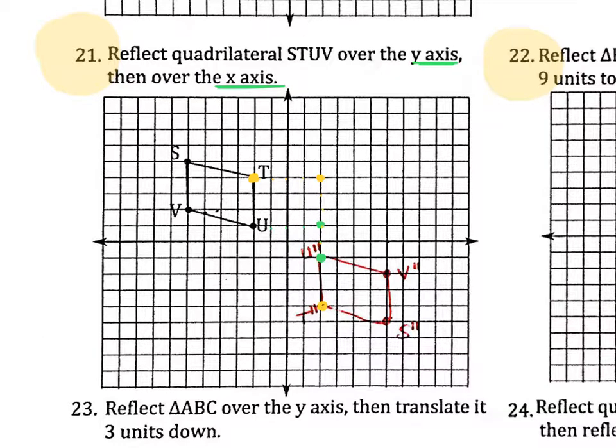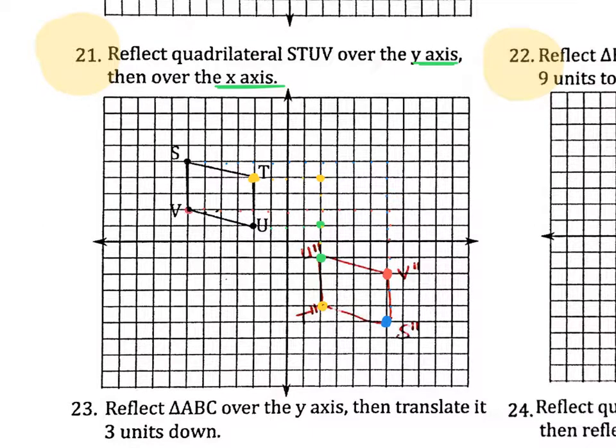S, same idea. Switch colors, 1, 2, 3, 4, 5, 6 away. So 6 on the other side. And then I think this one is 5, so then 5 on the other side. And then V, same idea. 2, 3, 4, 5, 6 away from the y-axis. And then 2 away from the x-axis, so 2 on the other side.